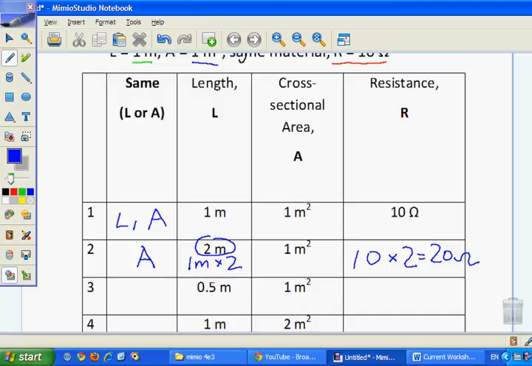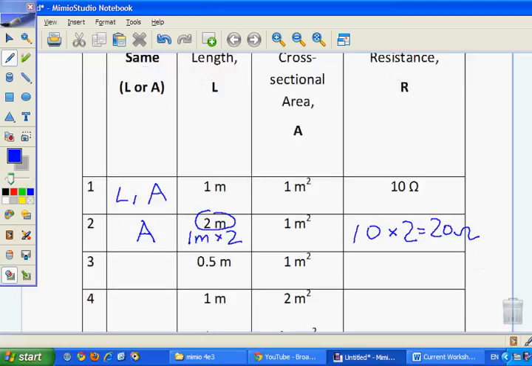Let us now move on to the third row. In this case, my cross-sectional area still remains the same, so I fill it as A. But if you look carefully at my length, it has now reduced by half. So it's actually times half. So when it times half, my new resistance will be 10 times half. So in this case, my answer is 5 ohm.